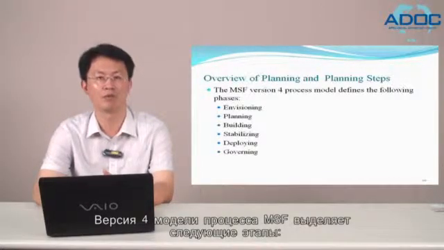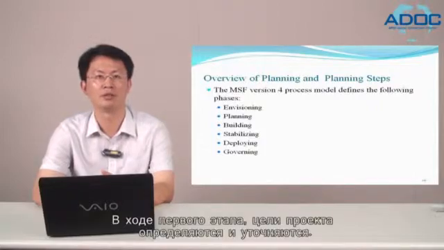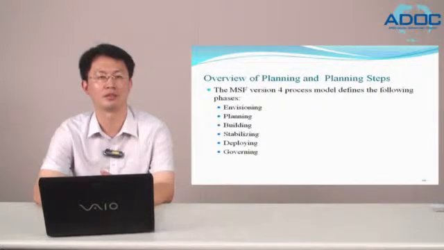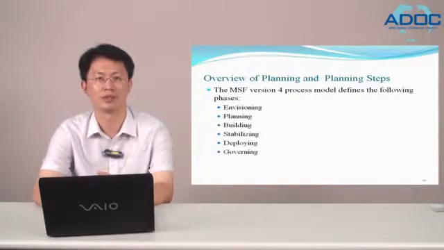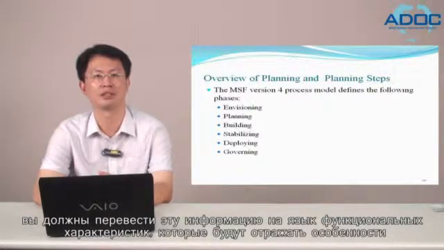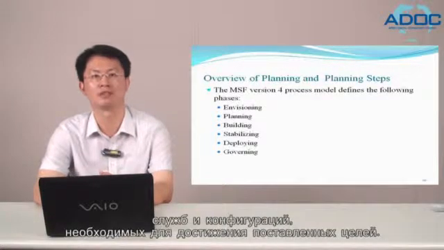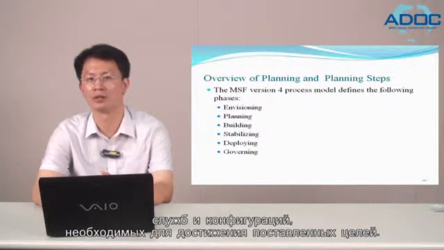The MSF version 4 process model defines the following phases. Envisioning. During the first phase, project goals are defined and clarified. Planning. After the goals and the scope have been agreed upon, you have to translate information into a functional specification that documents the specific features, services, and configuration options that are required to achieve the goals.